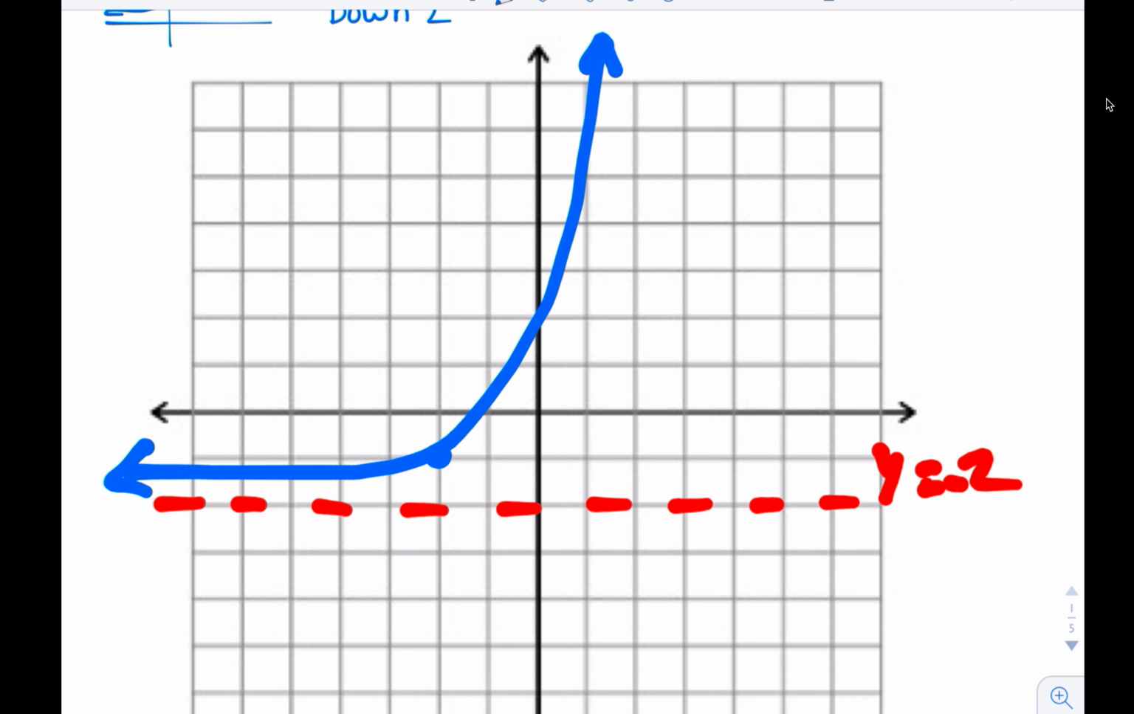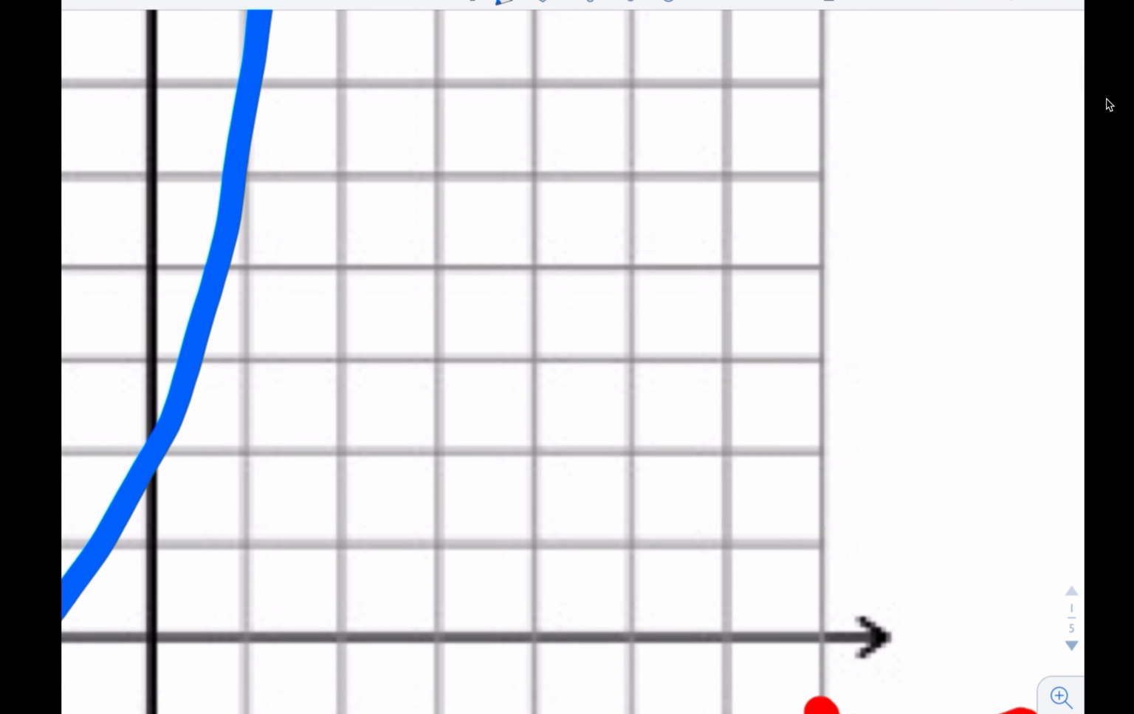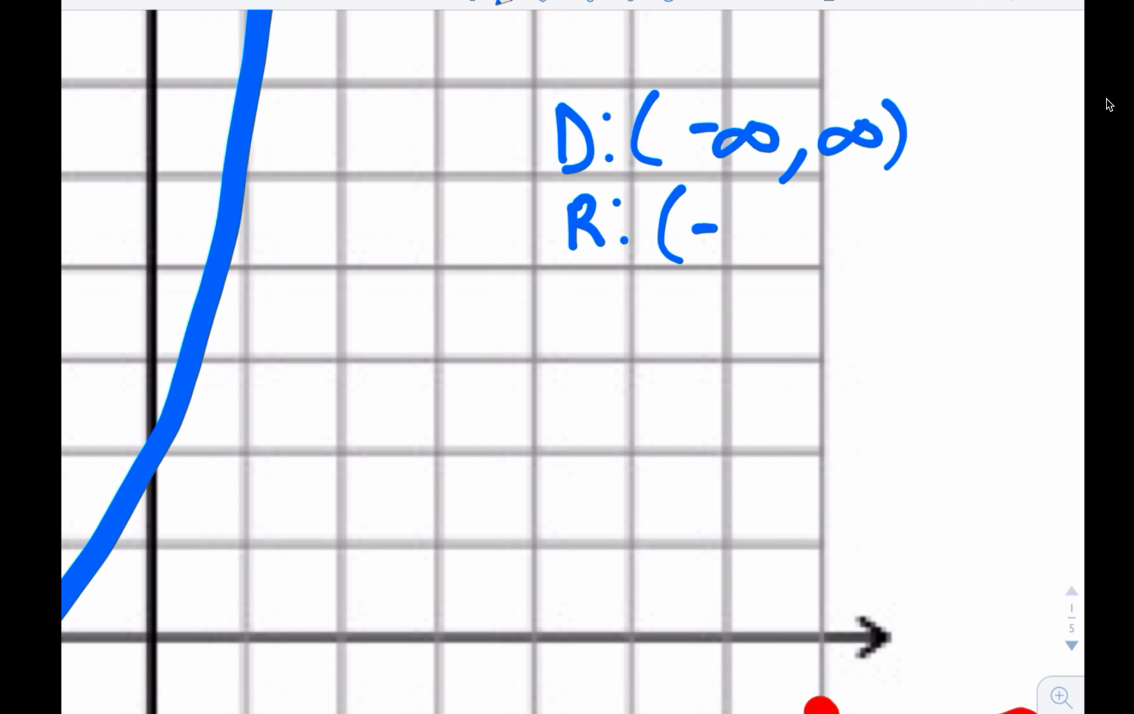From there, I'm going to figure out what all the properties are. I know that the domain is all real numbers. That's the same for any exponential. The range is going to go from -2 to infinity, so from the asymptote and above.